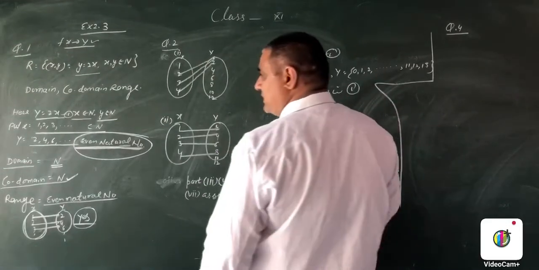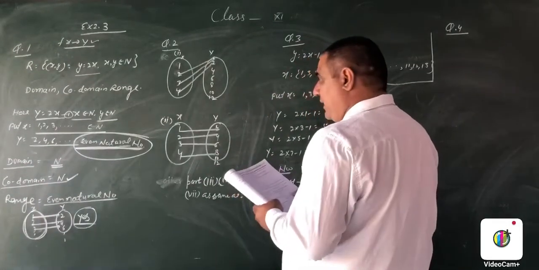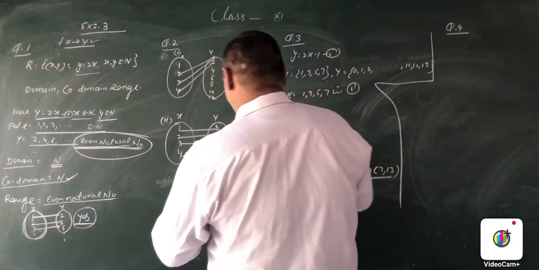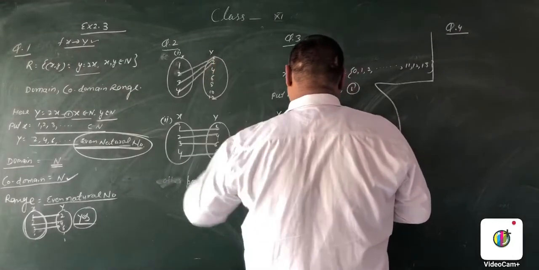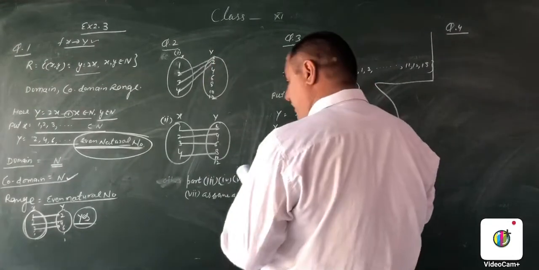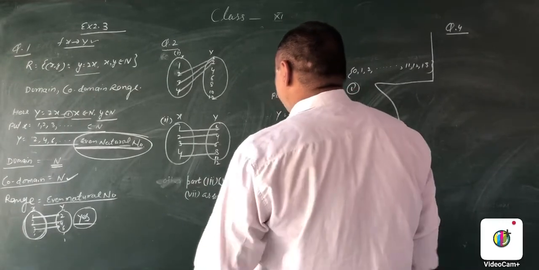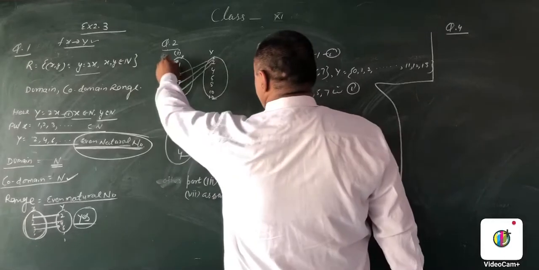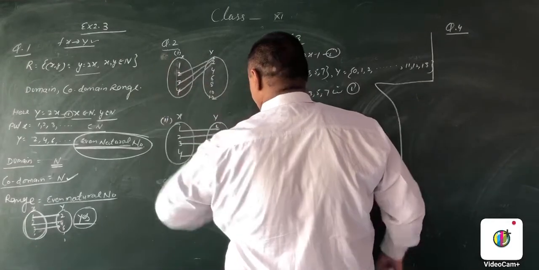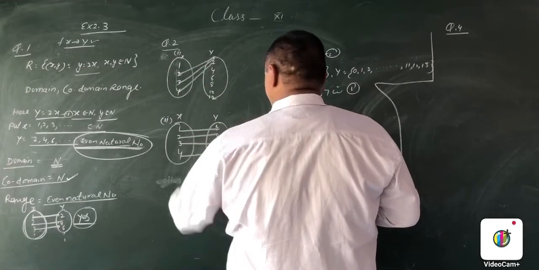In question number two, x values are 1, 2, 3, 4 and y values are 2, 4, 6, 8. Classify the following sets of ordered pairs as functions or not from x to y. We are given the functions. The value of x is 1, 2, 3, 4, and the y values are 1 and 2.